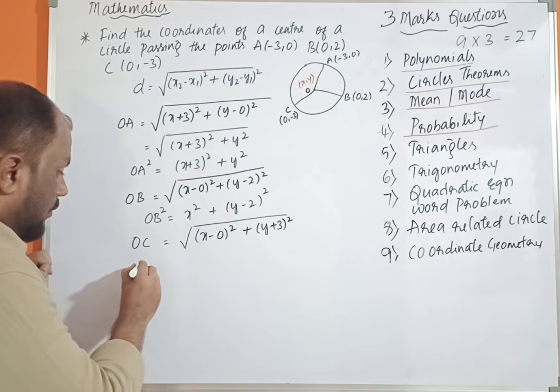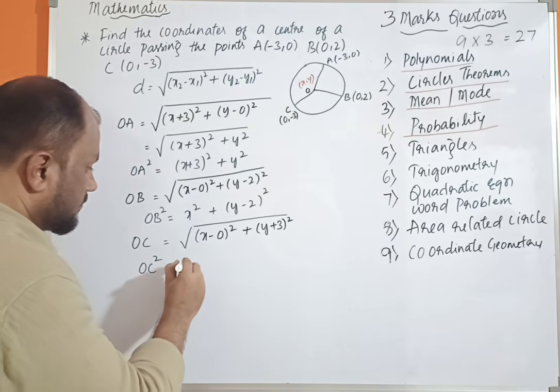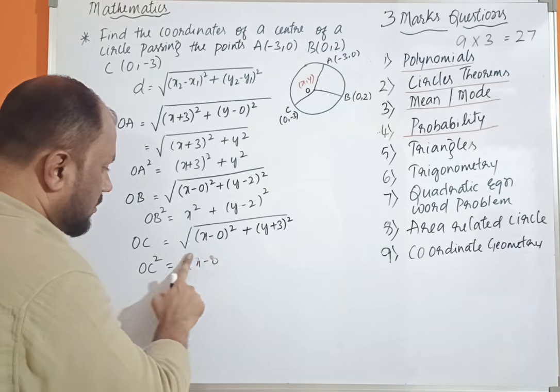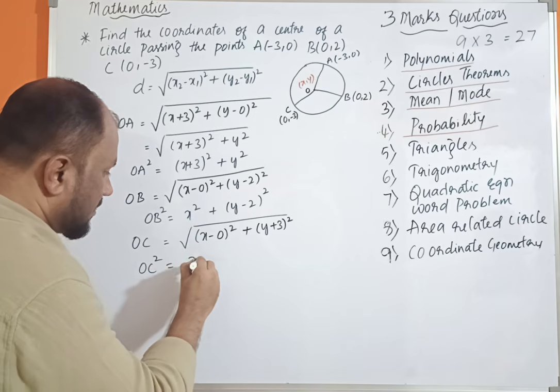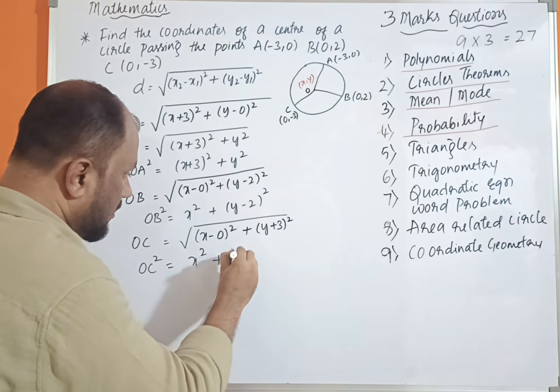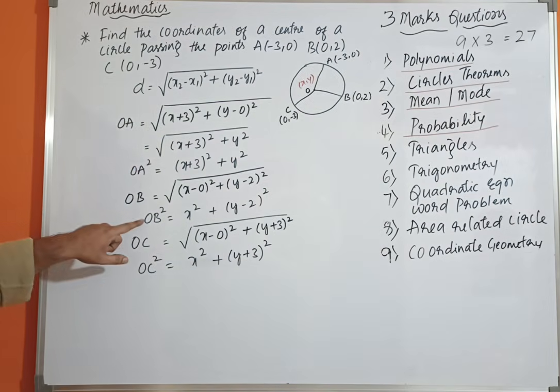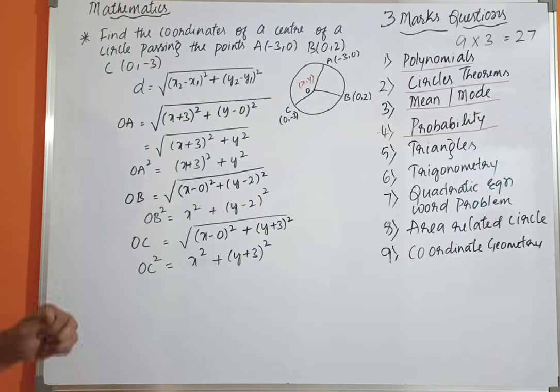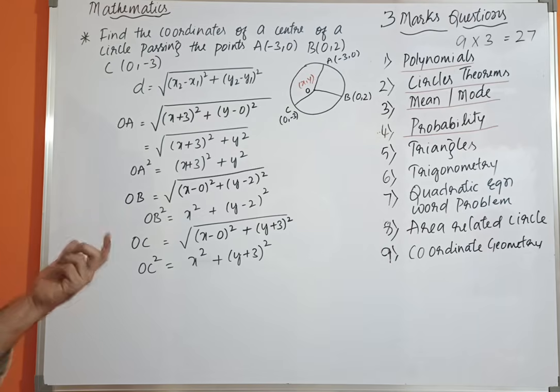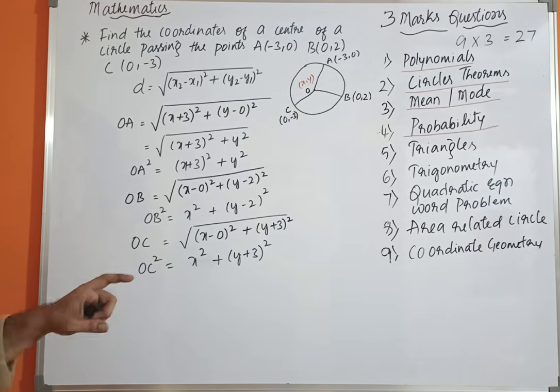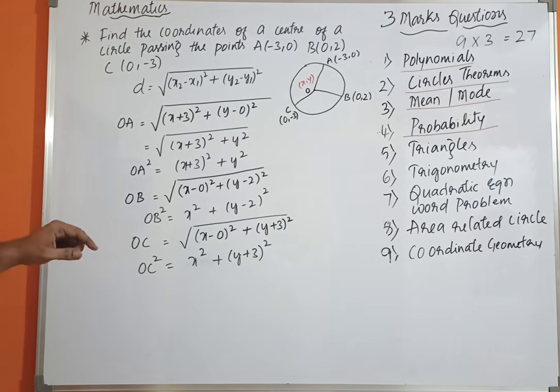So OC square is equal to x minus 0 is x square plus y plus 3 whole square. So I got OA square, OB square and OC square. Now let us equate. OA is equal to OB, then OA square is equal to OB square. Equate in such a way that one variable easily gets eliminated, then you can find the answer easily. So let us start by equating OB square and OC square first.